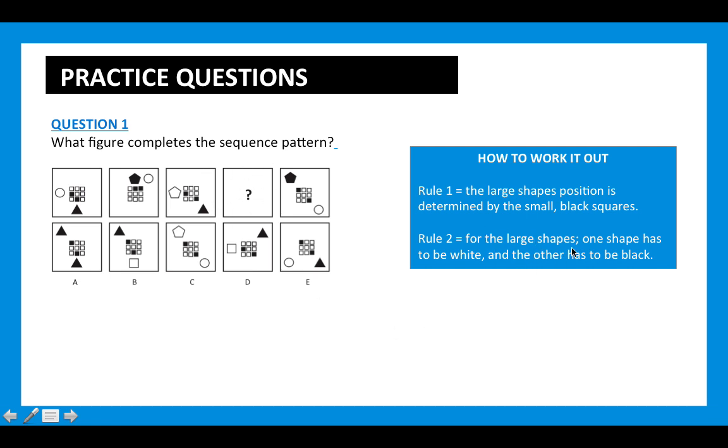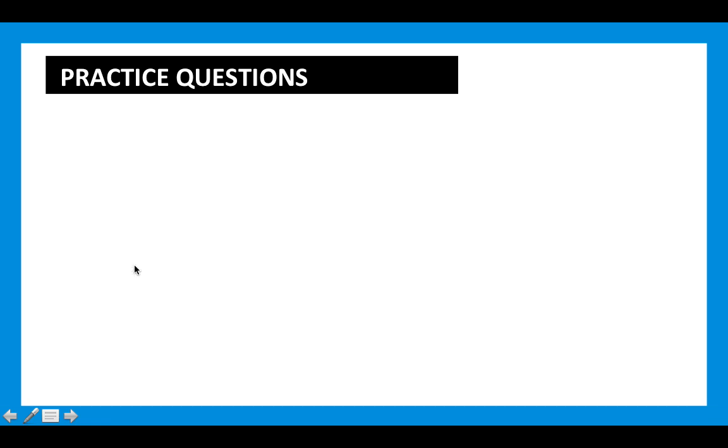For the large shapes, one shape has to be white and the other has to be black. As you can see, we've got black and white, black and white, black, white. So you know that this one also has to contain a black and white big shape. So we can establish that the answer is in fact B, because these two black squares are representing where the position of these shapes go, and it also contains a black and white shape.